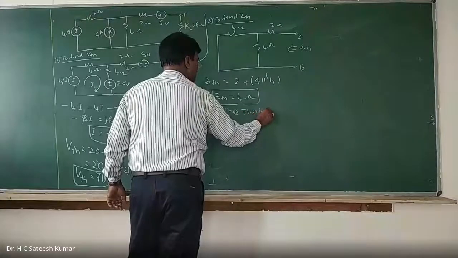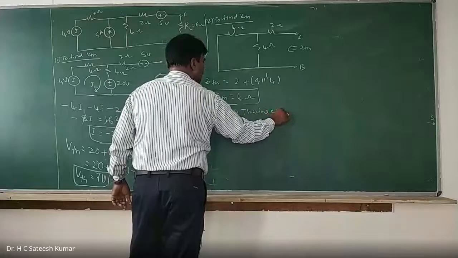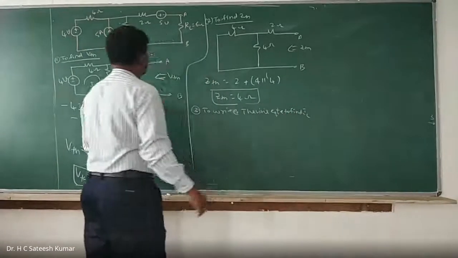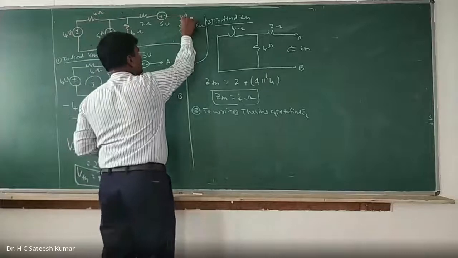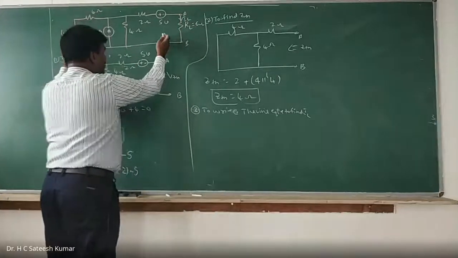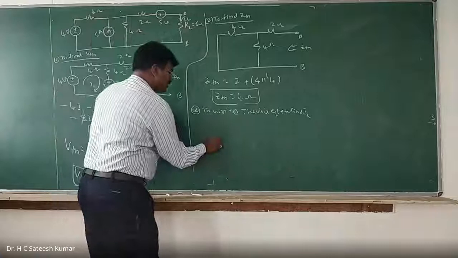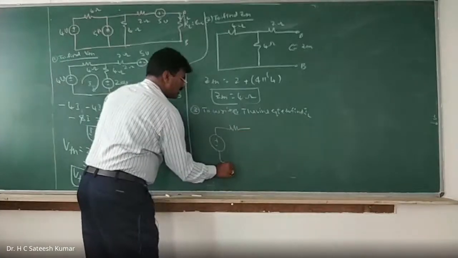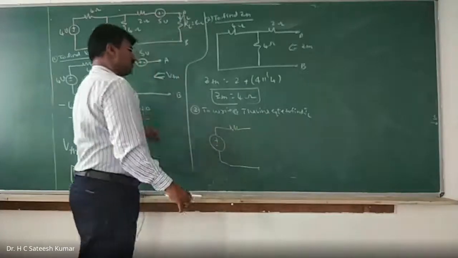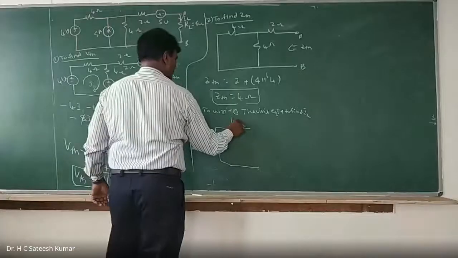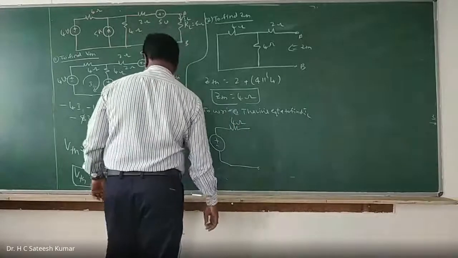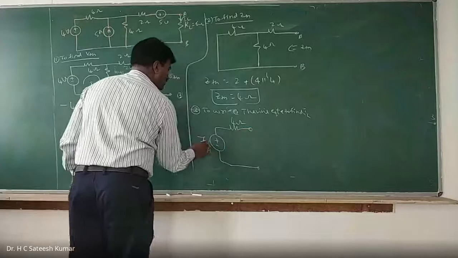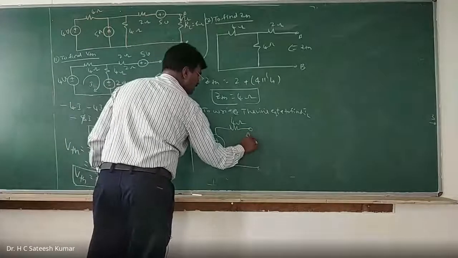Thevenin's equivalent, and to find IL, the load current. That means find the current flowing through. This is your IL. Now I'll replace the complicated circuit by Thevenin's equivalent: a voltage source in series with an impedance. We can write it as a resistance of 4 ohms, and this is 7 volts across the terminals A and B.